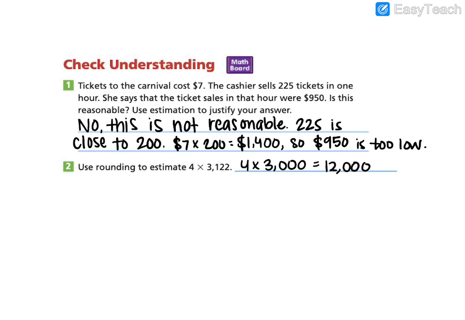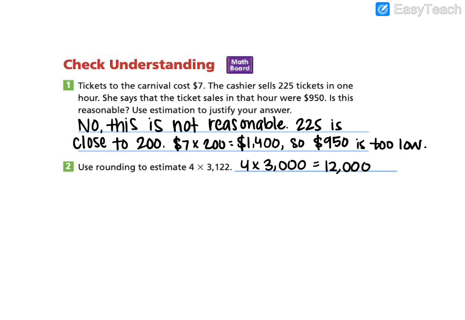Okay, let's go ahead and check. Number 1, tickets to the carnival cost $7. If the cashier sells 225 tickets in 1 hour, she says that the ticket sales in that hour were $950. Is this reasonable? Use estimation to justify your answer. So your answer should look something like this.